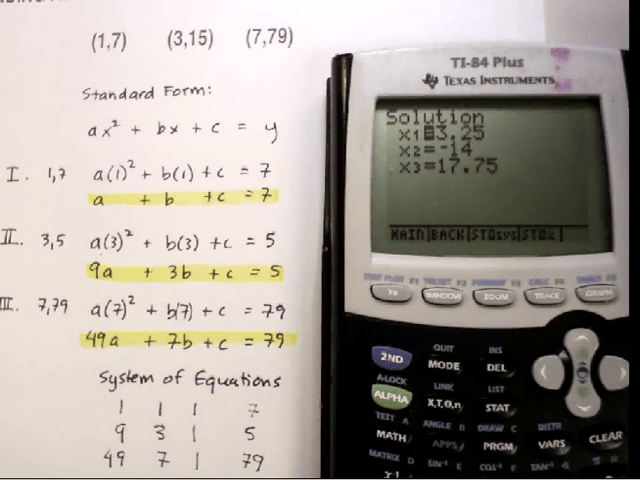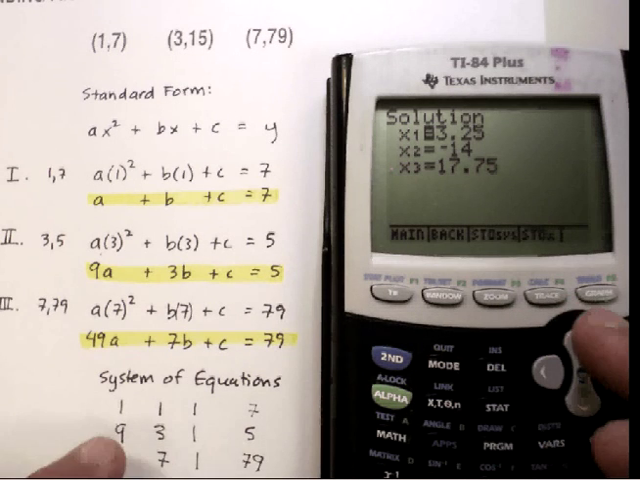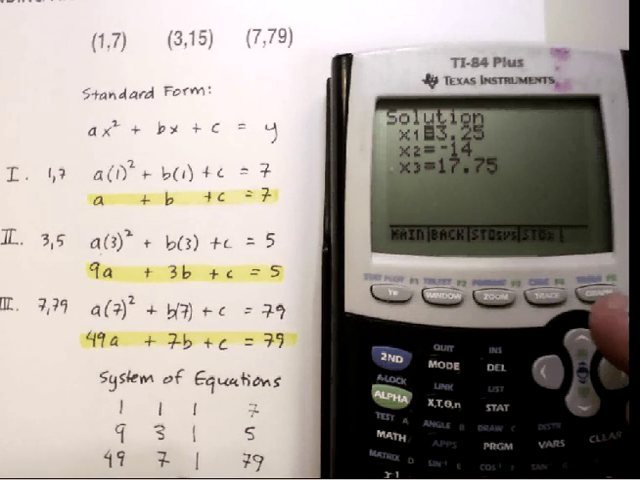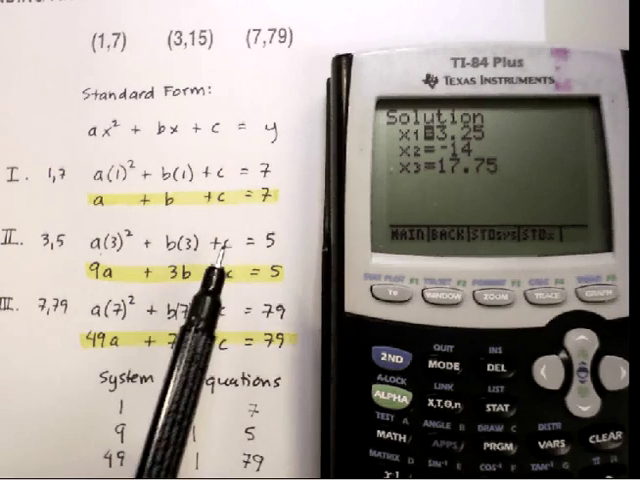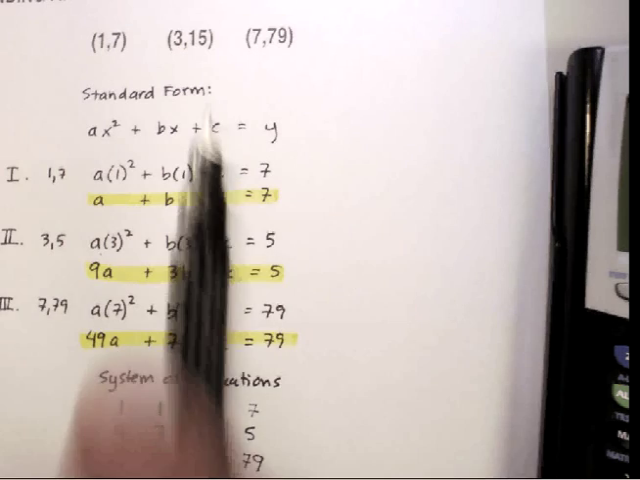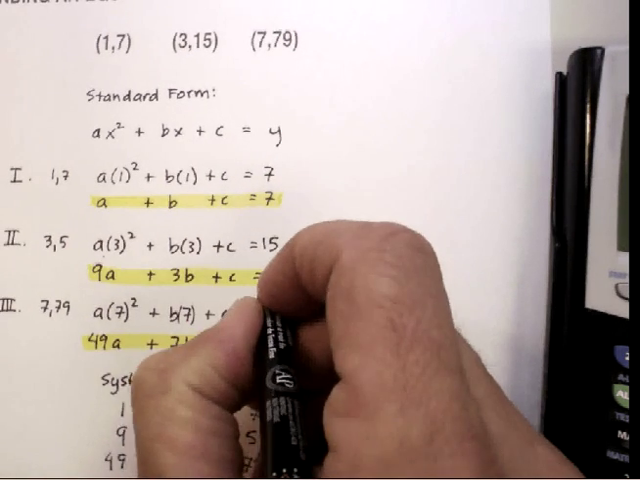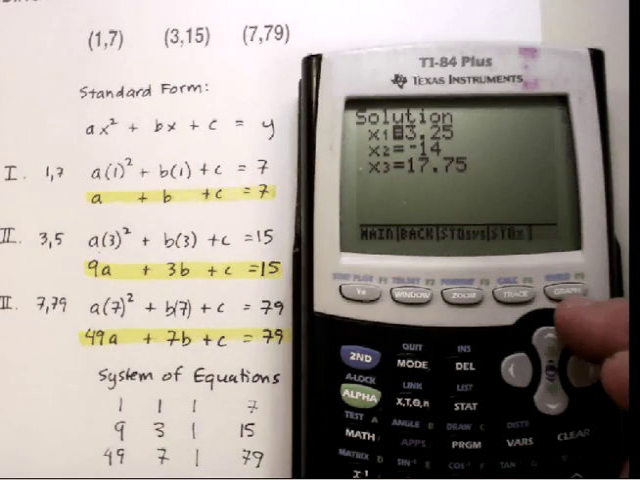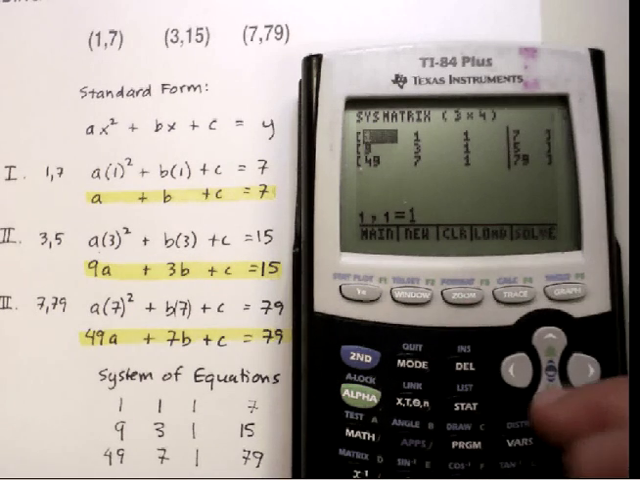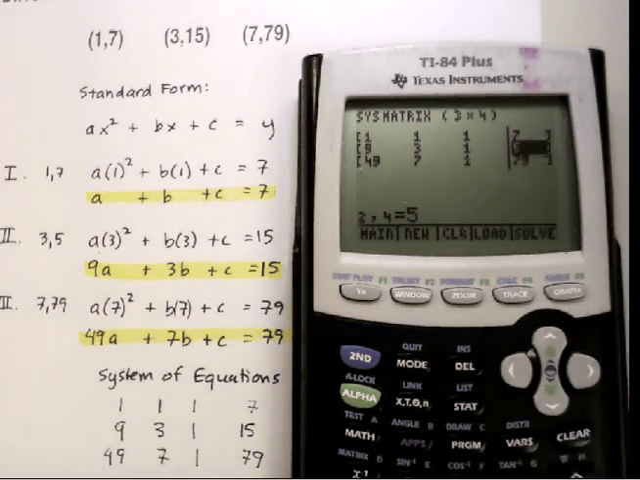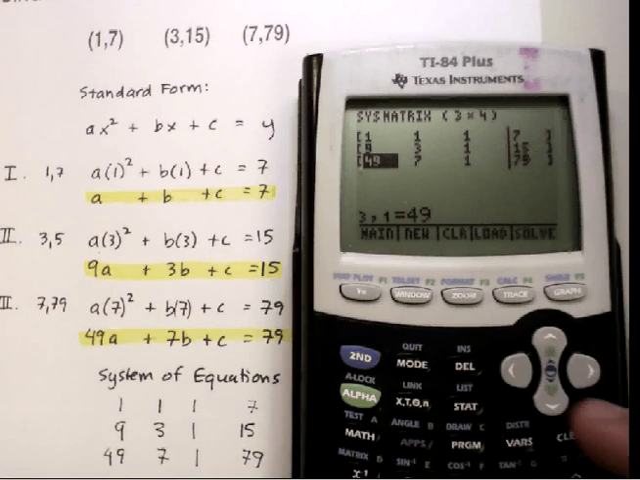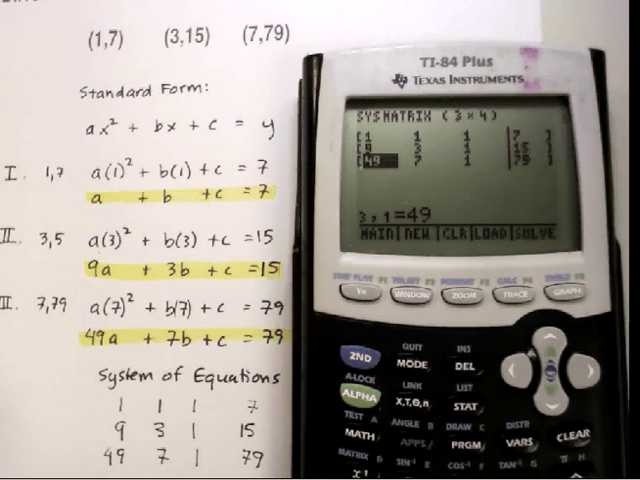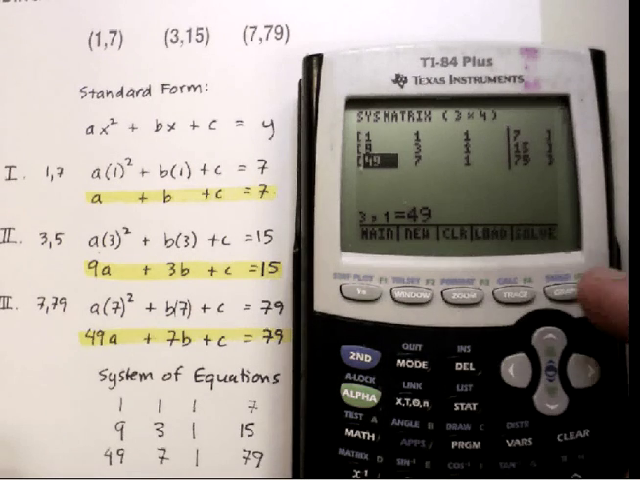Let me just make sure I did that right. 1, 1, 1, 7, 9, 3, 1, 5. Ah, there's my mistake. Notice I said 5. It should be 15, shouldn't it? So let's go back up here and correct our mistake. That should be 15. Let's hit the back button, go over to there and put in 15. Press enter. Everything else is good. Let's go back and press solve now.